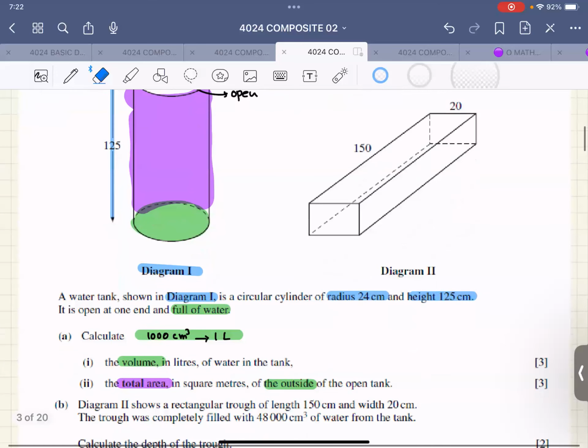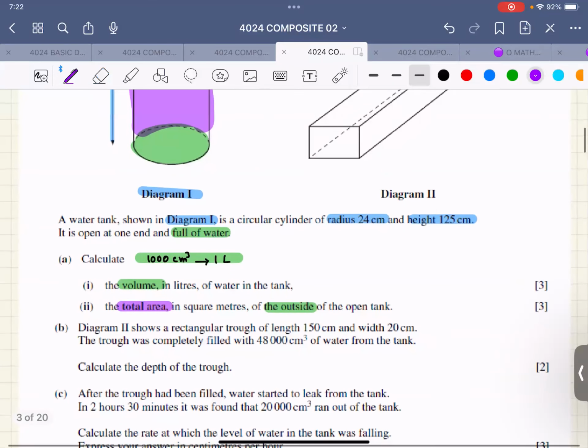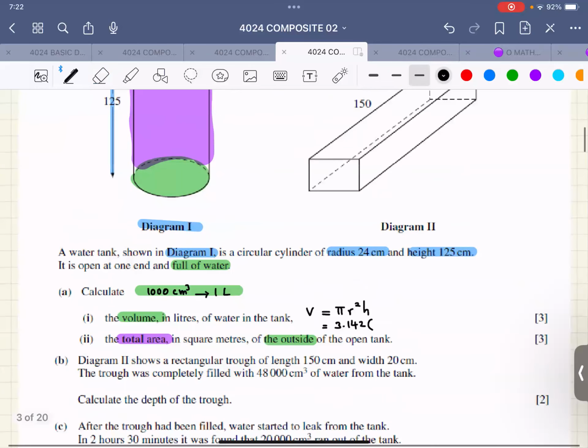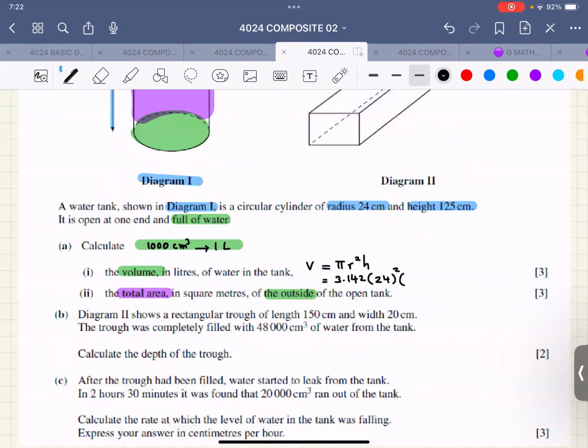Now, first of all, let's do the calculation. The calculation is volume. I'll simply write it, and I won't use a calculator. I'll leave it for you to calculate it later. So volume of water in the tank is pi r square h. I'll plug in the values. That is 3.142, and r is how much? That is 24, squared, and h is 125, and then you will get this value.